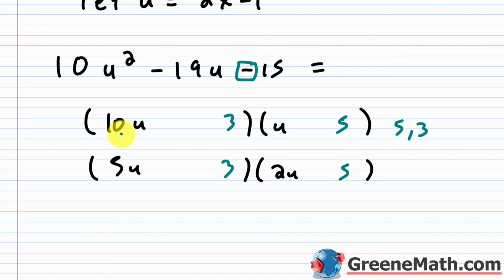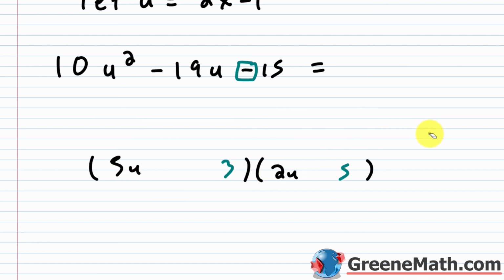So the first one, 10 times 5 is 50. This is too big, so this is gone. Get rid of this. Not going to happen. This one, 5 times 5 is 25. 3 times 2 is 6. Yeah, 25 minus 6 is 19.